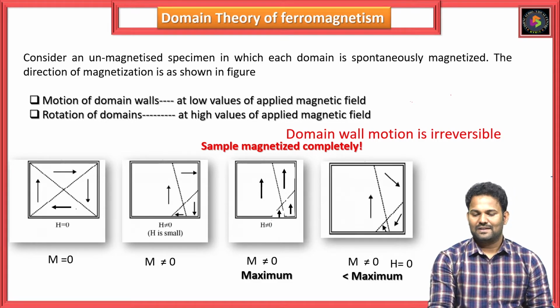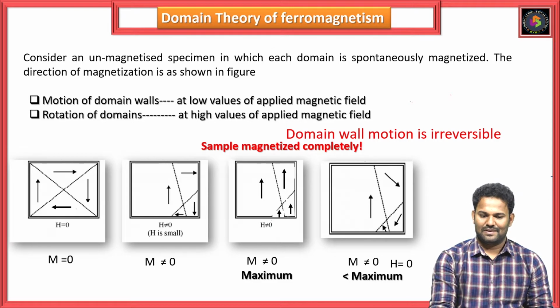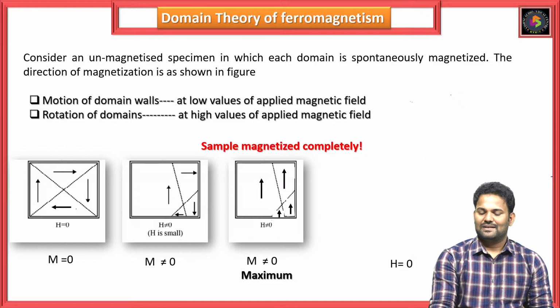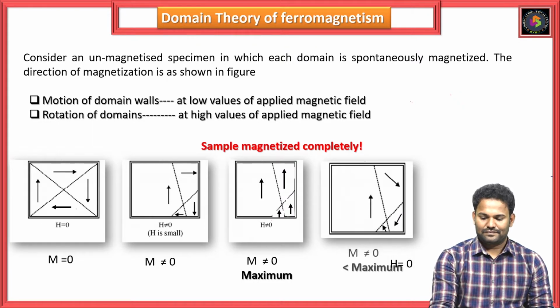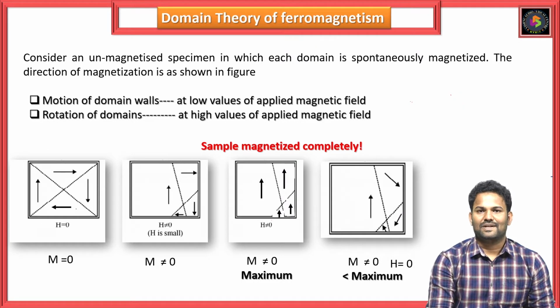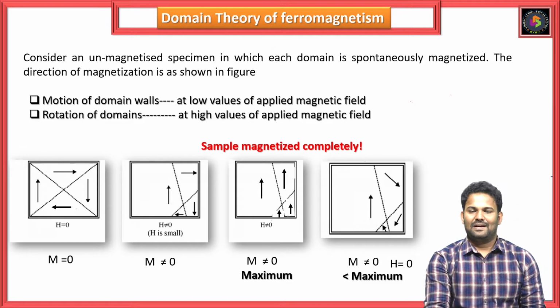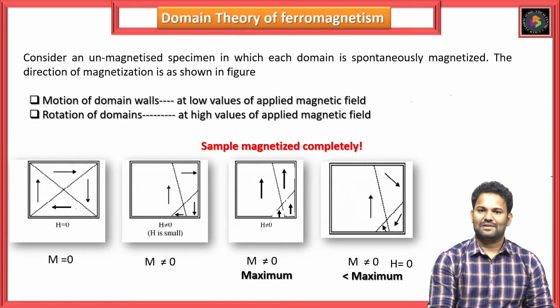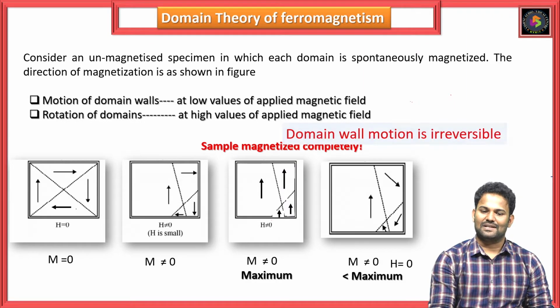Yeah, this is the domain theory of ferromagnetics. So what is domain theory? When we apply an external magnetic field to a magnetic material, it can be magnetized. After removing the magnetic field, it still shows some magnetization value. This is nothing but hysteresis. So we can explain the hysteresis with the help of domain theory also.